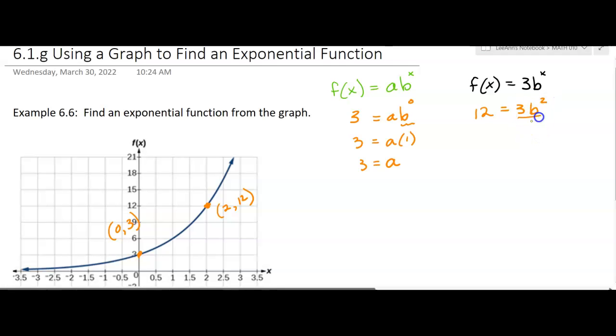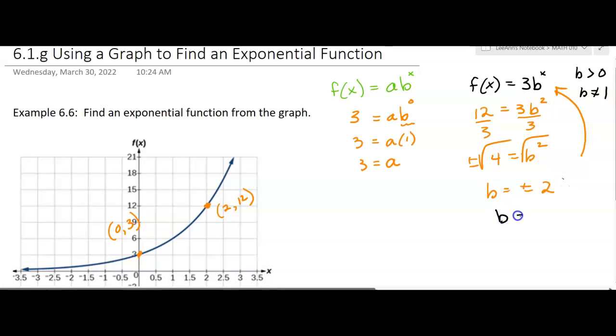So if I divide both sides by 3, I get 4 equals b squared. If I take the square root of both sides, I get b equals plus or minus 2. However, we just said a minute ago that b has to be greater than 0, and it can't be 1. Those two restrictions are true. Okay, so I'm going to have to take the positive 2 for b. So b is equal to 2.